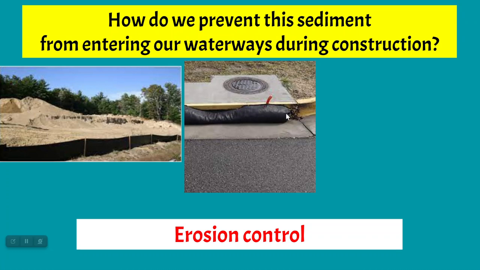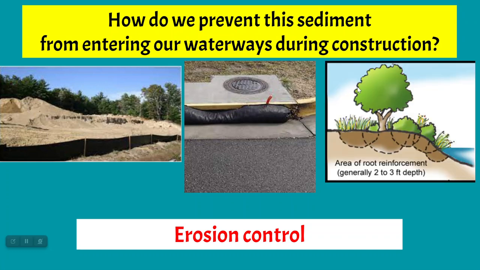Also, we can put hay bales in front of storm drains, or this is a silt roll that you'll see in places where there is some construction or renovation happening. This is just designed to allow water to get into the storm drain, but it'll keep some of the silt and some of the other pollutants from getting straight into the water. Okay, we love plants. Plants are always good.